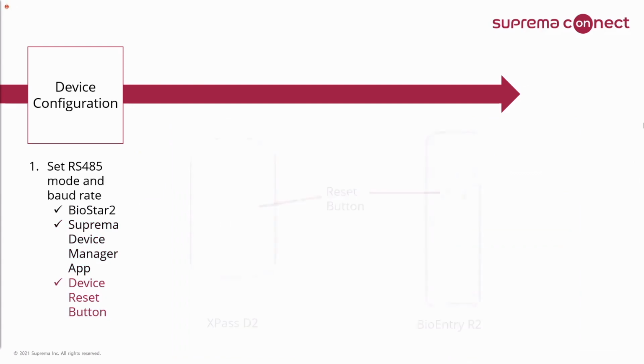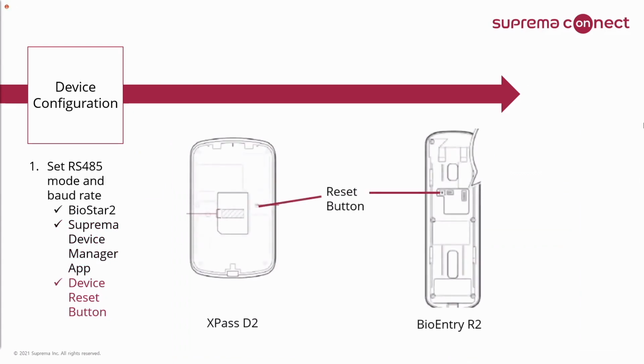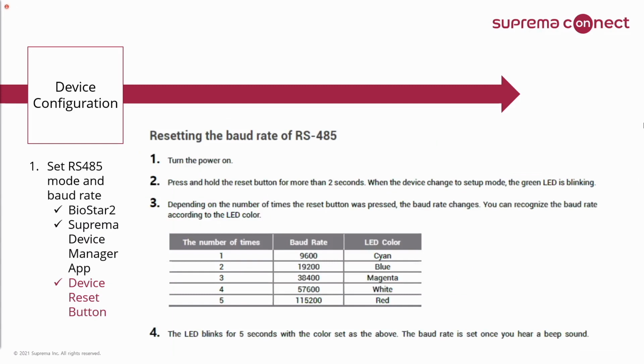Since R2 does not support BLE, you cannot use the Device Manager app. In this case, you can use the reset button on the back of the device to set the device's baud rate. The D2 also supports the same setup. You can change the RS485 modes according to the number of times you press the reset button.